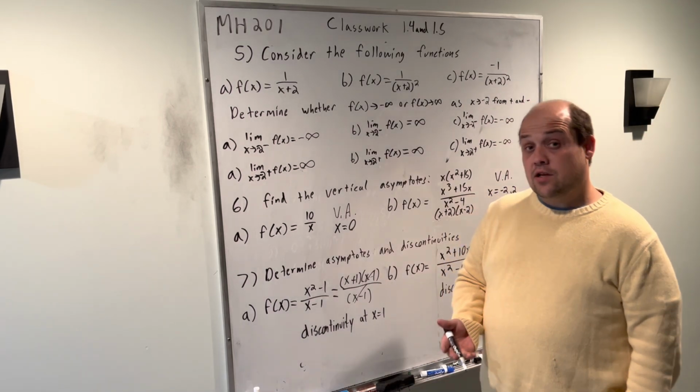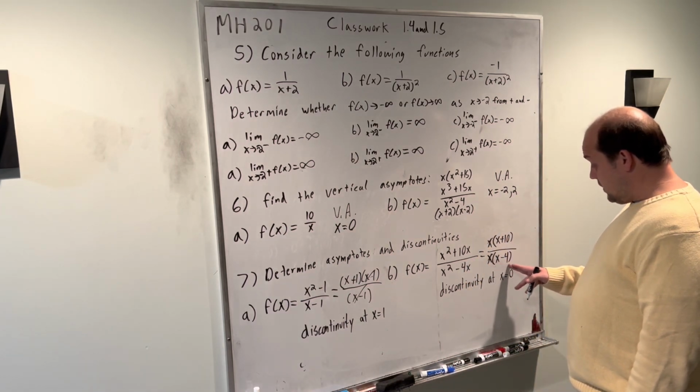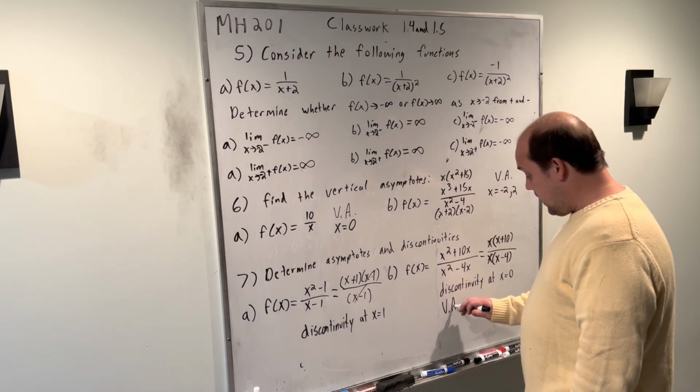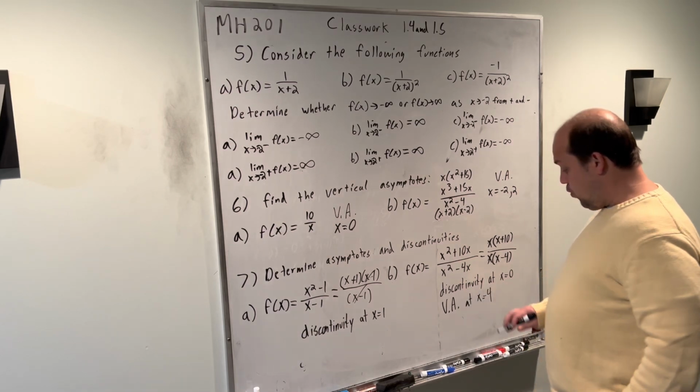I have this other factor, x minus 4, that doesn't have anything to cancel with on top. That's going to leave an asymptote. So where the asymptote is occurring is where this can equal 0, which is at the x value of 4. So I have a vertical asymptote at x equals 4.